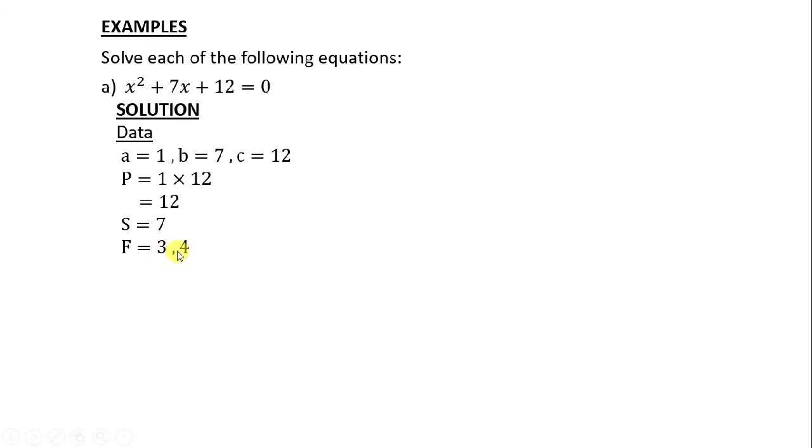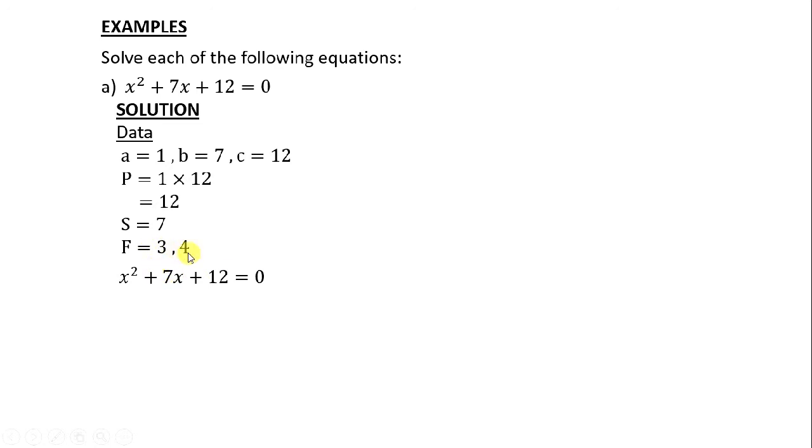So which factors are those? It is 3 and 4. When we multiply 3 times 4, we get 12. And when we add 3 plus 4, we get 7. So from here, we are going to rewrite this b using the factors 3 and 4. Let's do that. So we have x squared plus 7x plus 12.